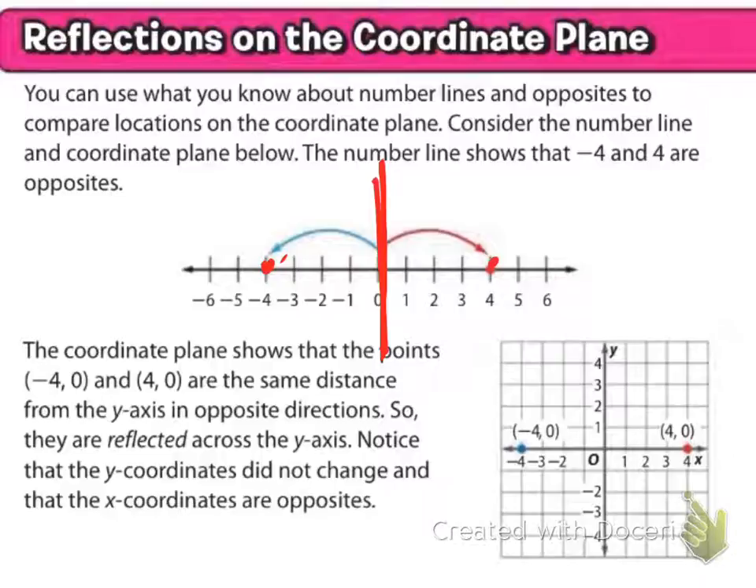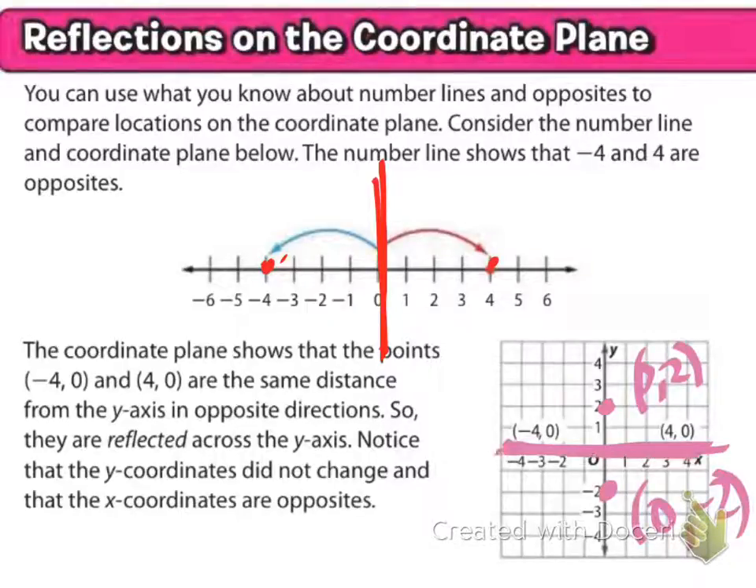Let me show you another one where we're reflecting across the x-axis. So say we've got 2 and -2, okay? This would be 0, 2 and 0, -2. And so in this case, it's reflected across the x-axis. The x values don't change, and we have opposites for the y values, 2 and -2. So that is also called a reflection.